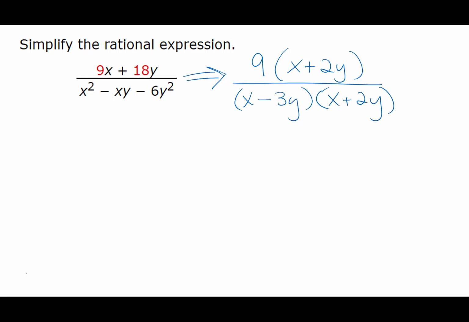And now that this problem is in the factored form, you can see that they both share the factor x plus 2y, which leaves a final answer of 9 over x minus 3y, and that's your final answer.